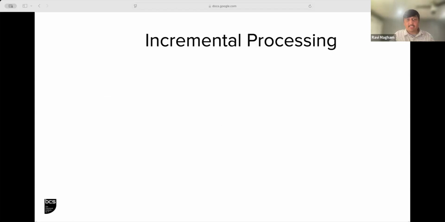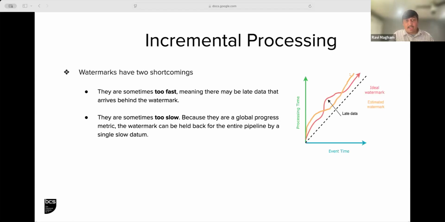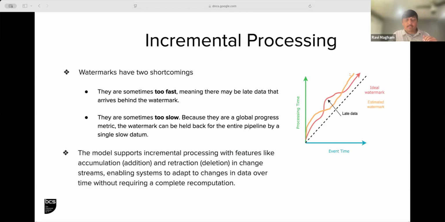Okay, the next is incremental processing. As we saw, watermarks are more heuristic in nature. They can either complete too fast or too slow. What the paper recommends is there should be support for retractions and accumulations, where the delayed data is going to be sent back with the past state of the window along with the newer incoming data, which would allow downstream use cases to handle late arriving data.